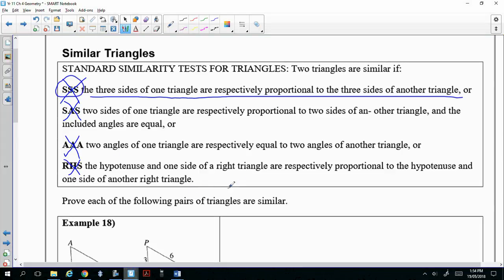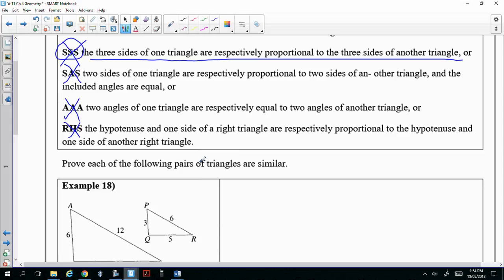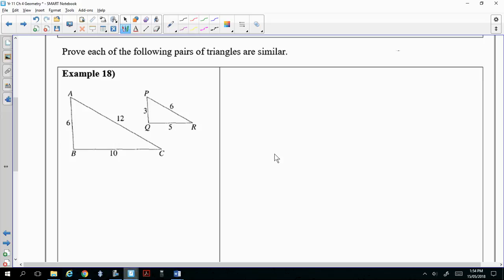Let's write down: 3 sides are proportional. Yep, you can do that. Okay, let's start with the first one. Prove the following triangles are similar.